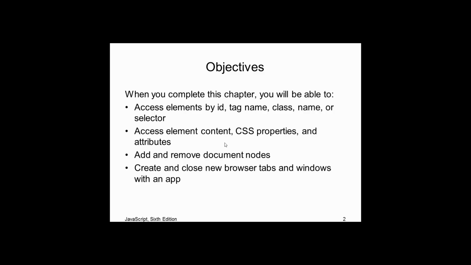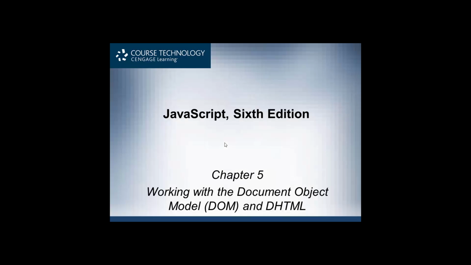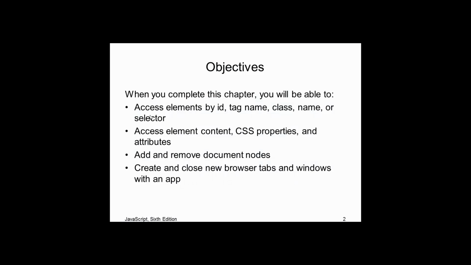Hey everybody, so we're going to pick up with lecture 2 in chapter 5 of the JavaScript book, working with the DOM. In video 1, we talked about different ways to access elements: get element by ID, get element by class, get element by element name, or get element by name, all these different methods. But this one's where we start making things actually dynamic.